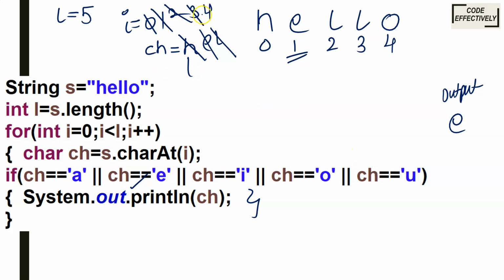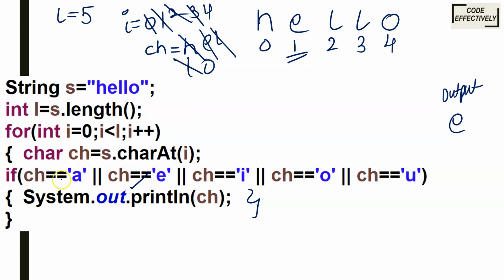When the value of i becomes 4, again it will check, 4 is less than l? Yes, the condition is true, 4 is less than 5. Now ch is equal to s.charAt(i). We have to extract the character at the 4th position. It's o. So now the value o will be stored in ch.